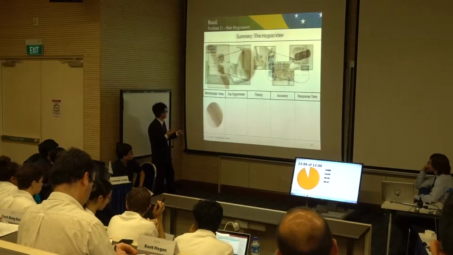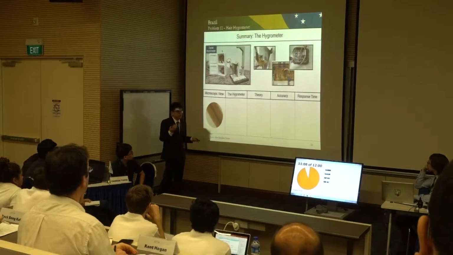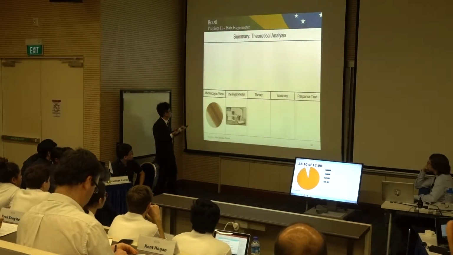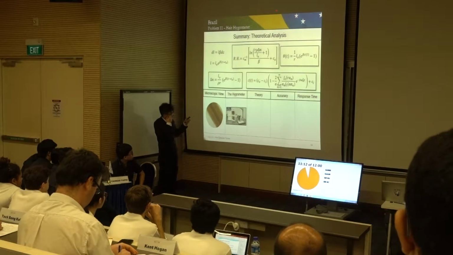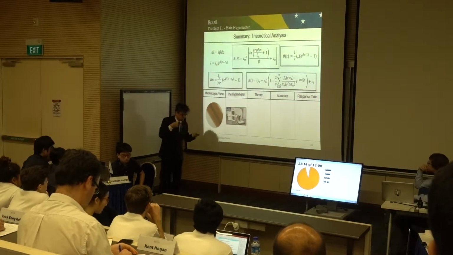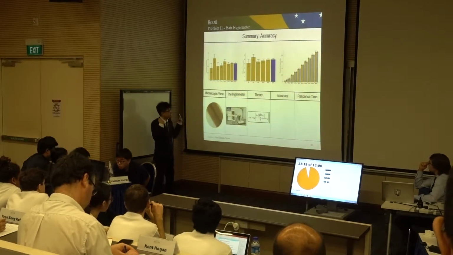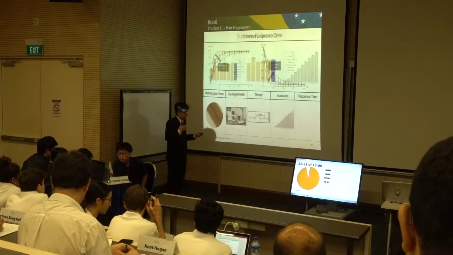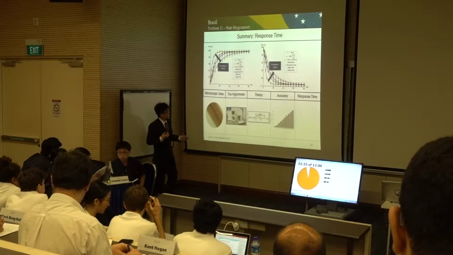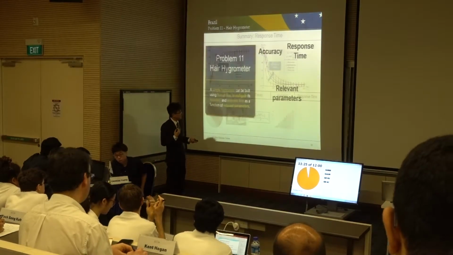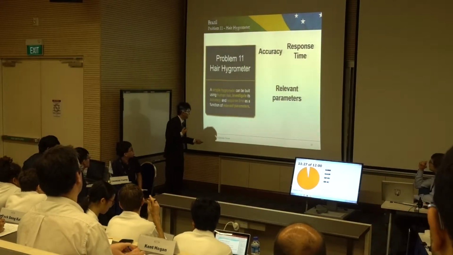So, summarizing my presentation, I presented a microscopic view of the hair and its structures. I presented my hygrometer and its mechanisms. I've done a theory to try to model the expansion of the hair, analyze its accuracy, and I had great precision, optimizing the conditions, and tried to analyze the response time as a function of the radius of the hair. So here we have the statement of the problem.